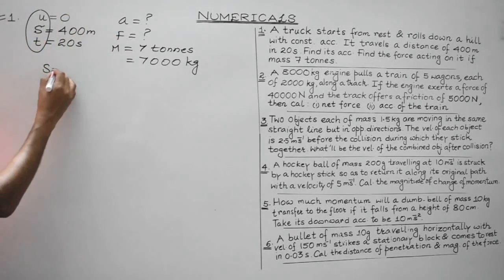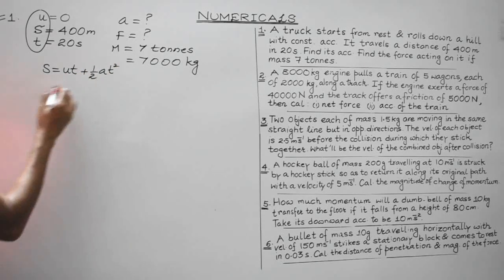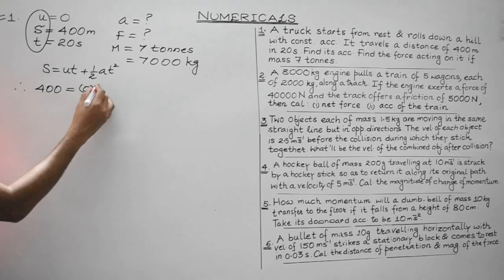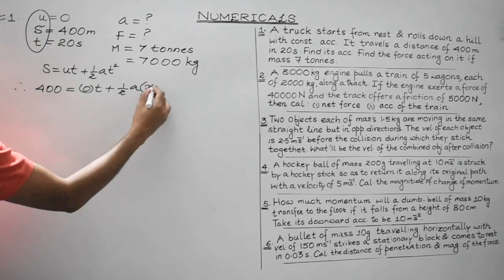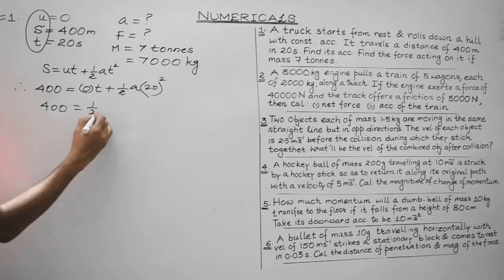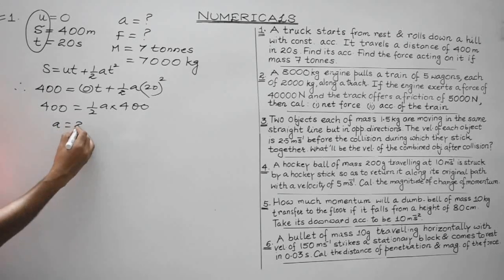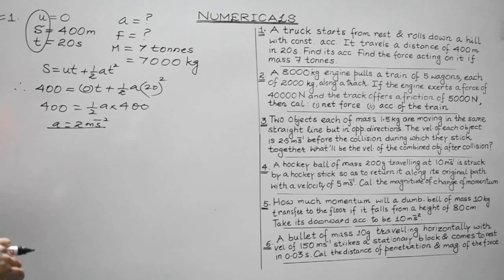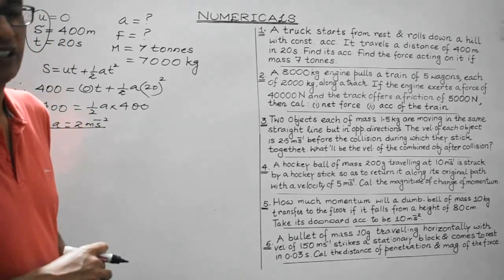So from second equation of motion, we know that S equals ut plus half at square. Substitute the value. S is 400, U is 0, half, A is to be determined, and T is 20. So 0 multiplied by anything would be 0. So what you get is half into A, 20 square, it will give us 400. So A would be equal to 2 meter per second square. That's the answer of the first part. The acceleration of the truck must be 2 meter per second square, right?